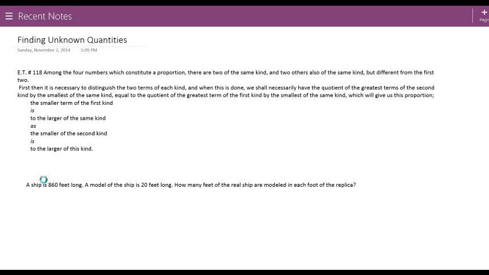When this is done, we shall necessarily have the quotient of the greatest term of the second kind by the smallest term of this kind equal to the quotient of the greatest term of the first kind by the smallest of the same kind, which will give us this proportion. The smaller term of the first kind is to the larger term of the second kind, as the smaller term of the second kind is to the larger of this kind.